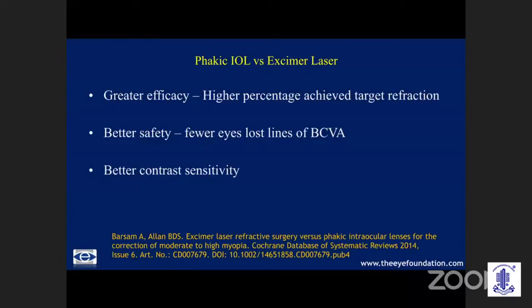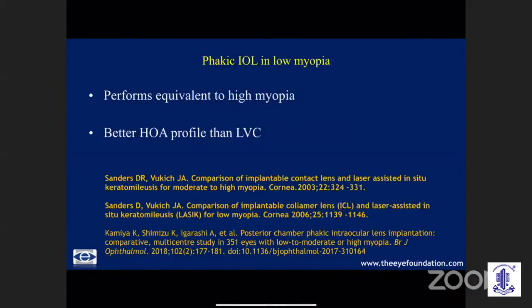Now, Cochrane reviews have also shown that the phakic IOL vis-a-vis the excimer laser has a greater efficacy, a better safety, and a better contrast for both moderate as well as high myopia. Again, a number of studies have shown that even in low myopia, the performance is equivalent to the high myopia, and the higher order aberration profile is definitely significantly better than laser vision correction.